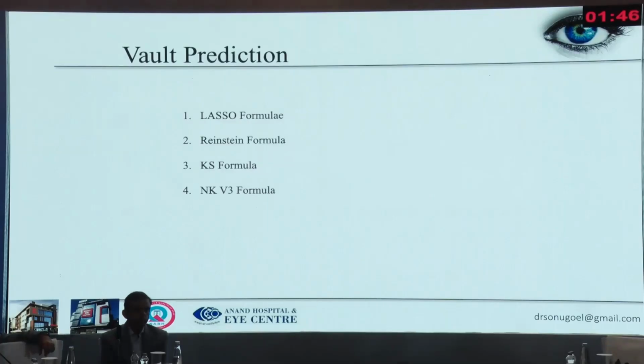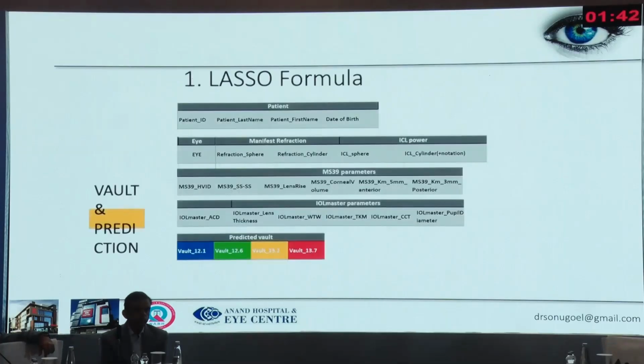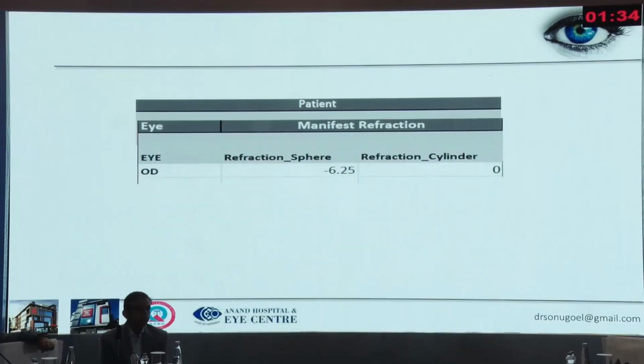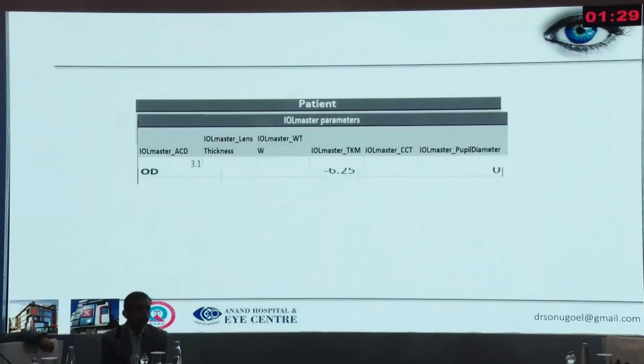Yes, we have a lot of vault prediction formulas: the Lasso, the Reinstein, the KS, the NK43. Routinely, what we use is Lasso, and we also recommend all of you to use this formula. A very simple formula: online you go, and feed in the patient data. What is important is the refractive sphere, which has to be fed in. Then you feed in the anterior chamber depth. You can use either the data from the MS39 or the data from the IOLMaster 700. So we feed in the ACD data here.